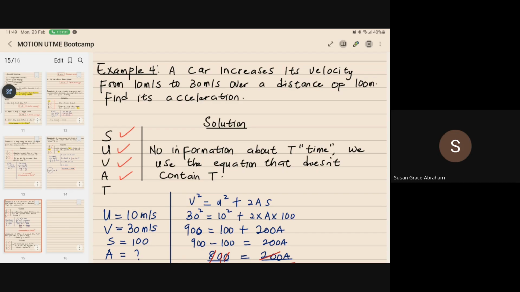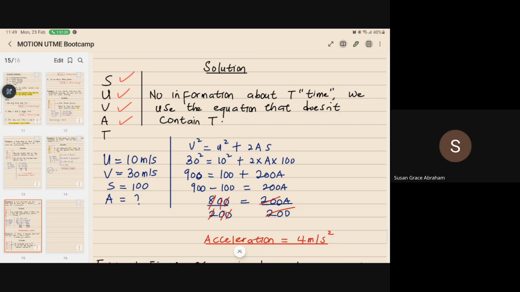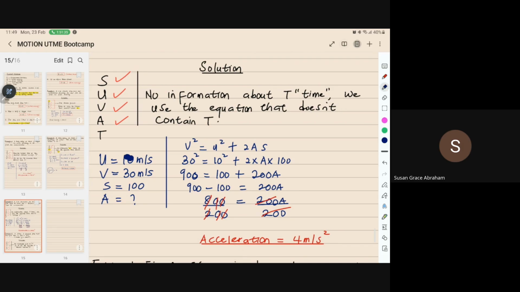Okay, so just the calculation. They gave us V. V is 30, so I plugged in 30 squared. U is 10, I plugged in 10 squared. 2 times A is what I'm looking for. X is 100. So 30 squared will give me 900, is equal to 10 squared, which is 100, plus 2 times 100, which will give me 200. Then you have your acceleration.